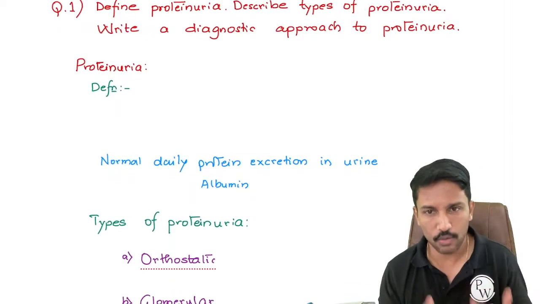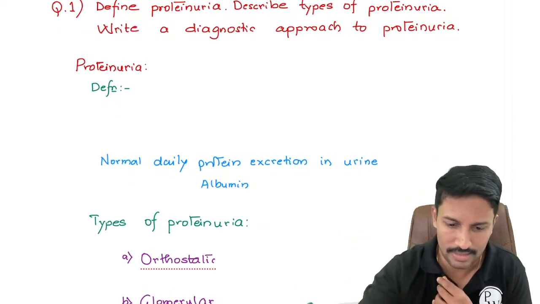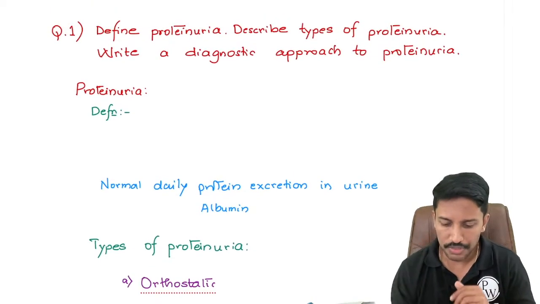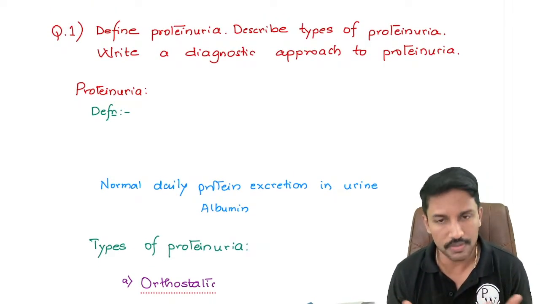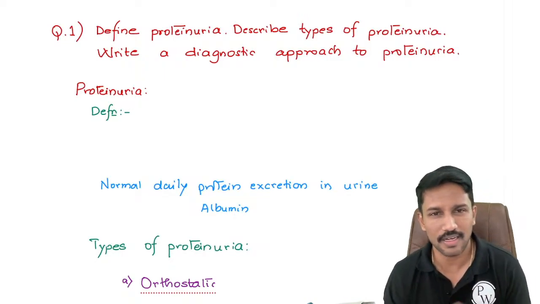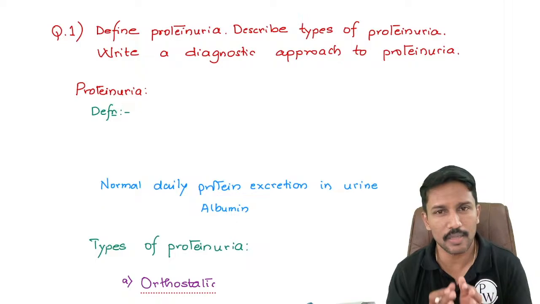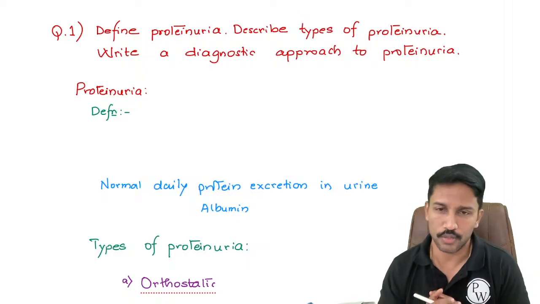We'll start with the basic questions and then we will get into the questions from acute kidney injury and chronic kidney disease. Okay. So the first question that we are discussing is related to symptomatology. This is a question which we have seen across many university papers. The question goes like this: define proteinuria, describe types of proteinuria, and write a diagnostic approach to proteinuria.